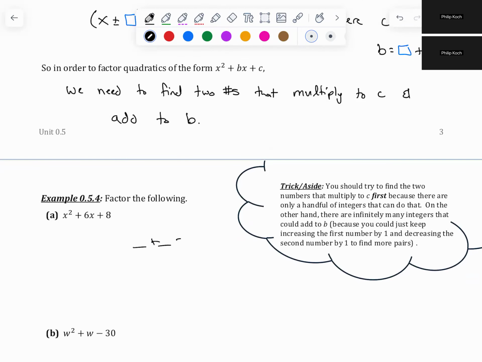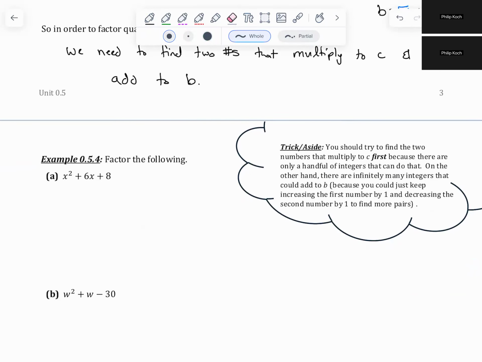To add to 6, there is 7 and -1. There's 8 and -2. There's 9 and -3. There's 10 and -4. There are infinitely many pairs that work, but there's only a handful of pairs of integers that multiply to C. So it's always best to start with things that multiply to C, find the thing, and then verify if it adds to B.